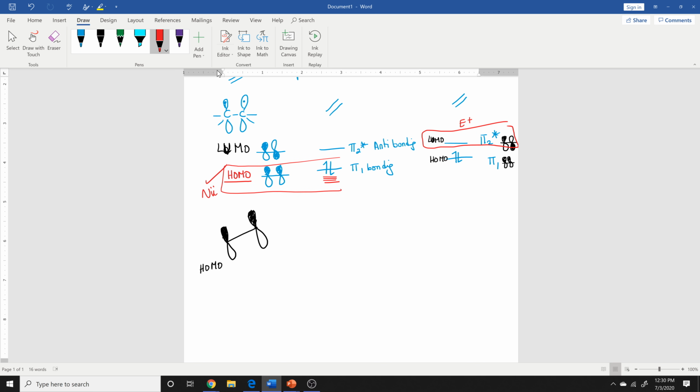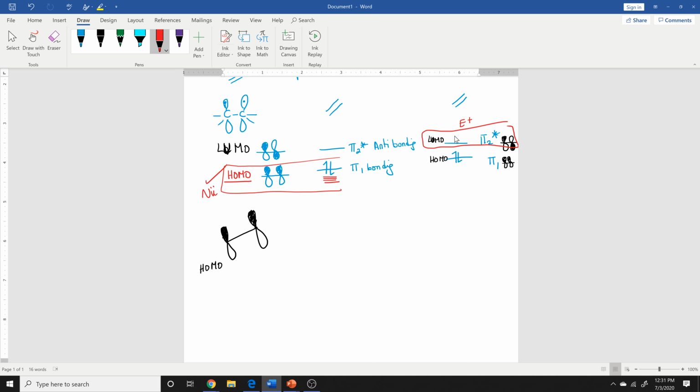Why am I targeting the lowest unoccupied molecular orbital? Because this is an electrophile. An electrophile is not supposed to have electrons in there. It's going to accept electrons from the nucleophile. So the nucleophile should be filled with electrons and the electrophile should not, or they should have fewer electrons than the nucleophile so that they can accept more electrons from the nucleophile.